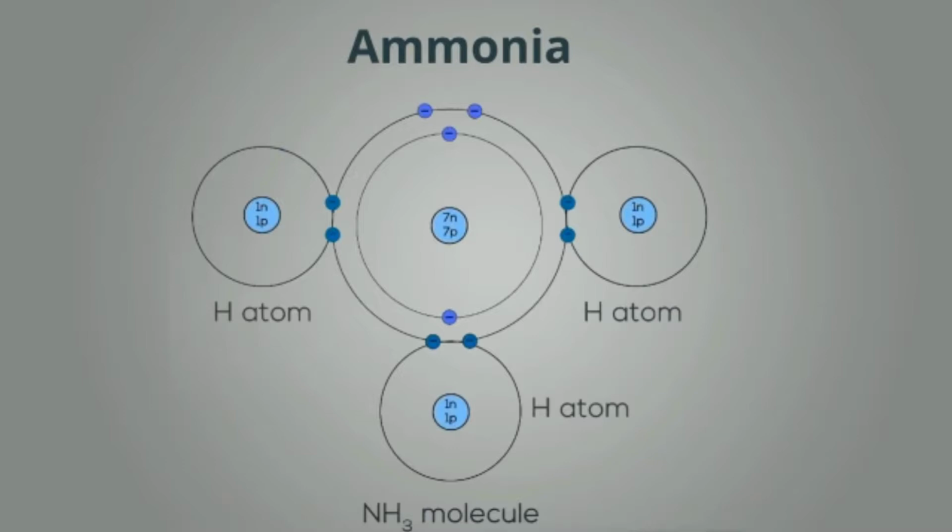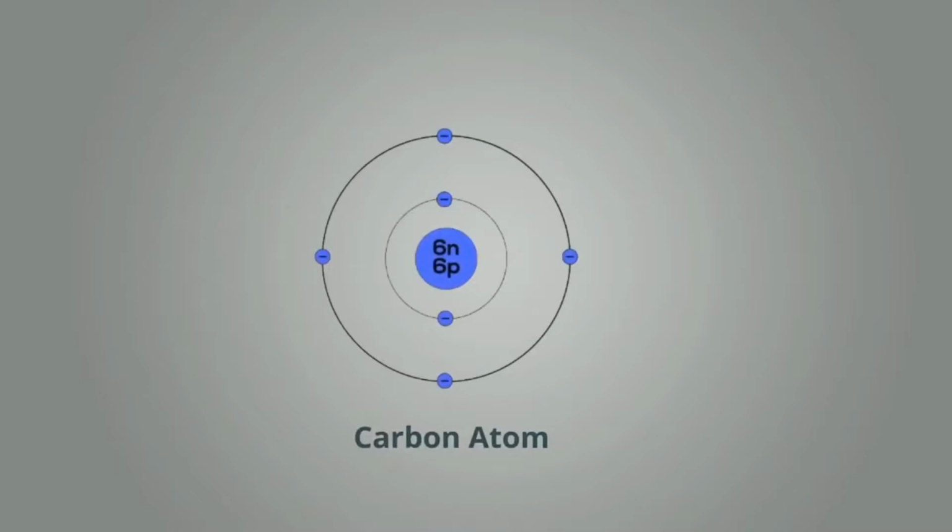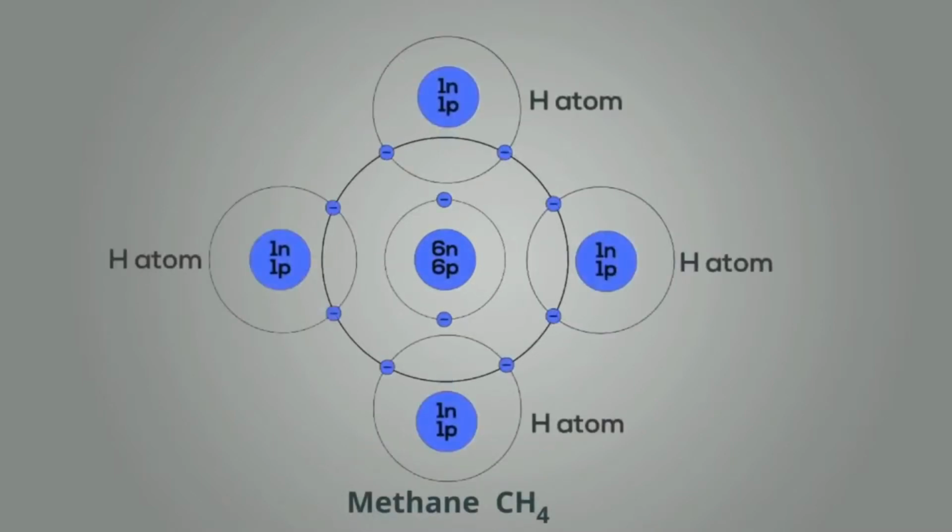In the case of methane, which is CH4, similar sharing is seen. Carbon, which needs 4 electrons, shares 1 electron each with 4 hydrogen atoms. Thus all the atoms attain a stable octet.